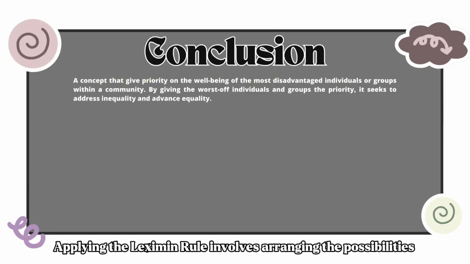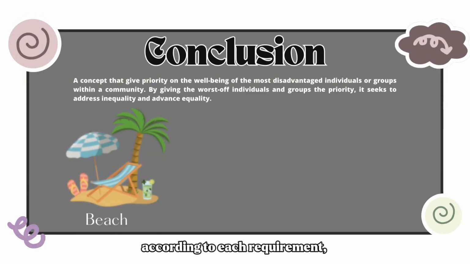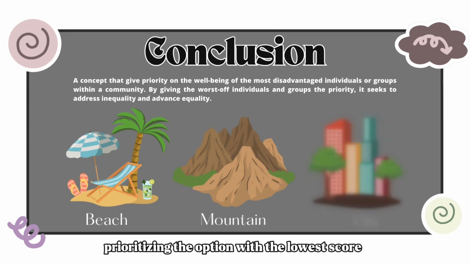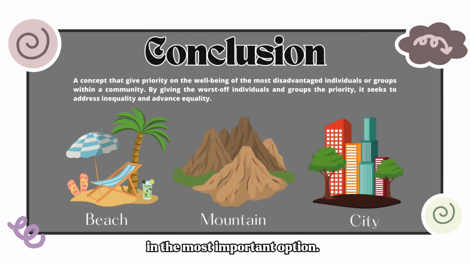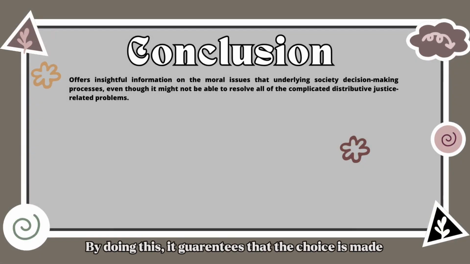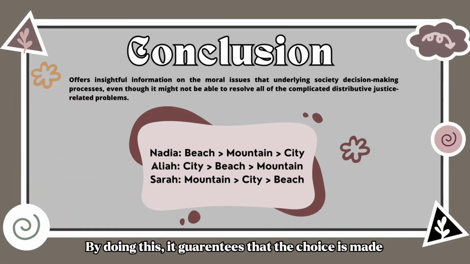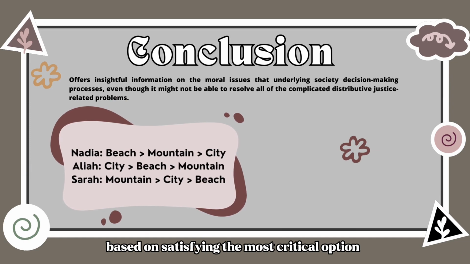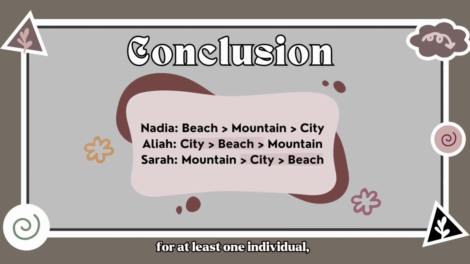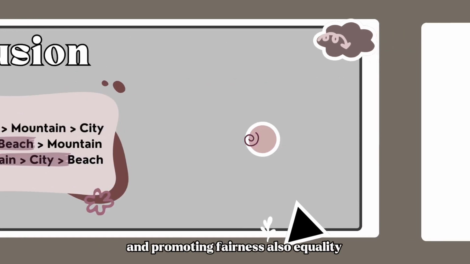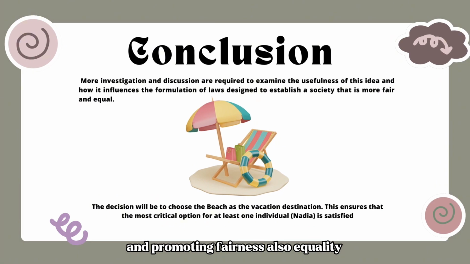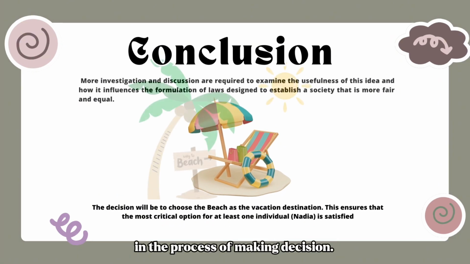Applying the Leximin rule involves arranging the possibilities according to each requirement, prioritizing the option with the lowest score in the most important criterion. By doing this, it guarantees that the choice is made based on satisfying the most critical option for at least one individual, and promoting fairness and equality in the process of making decisions.